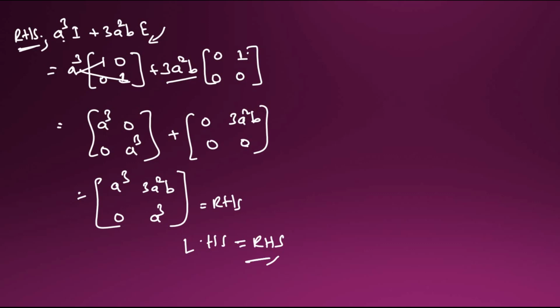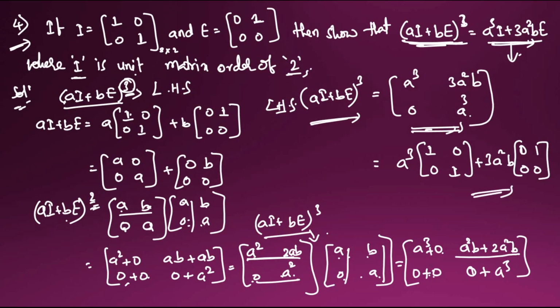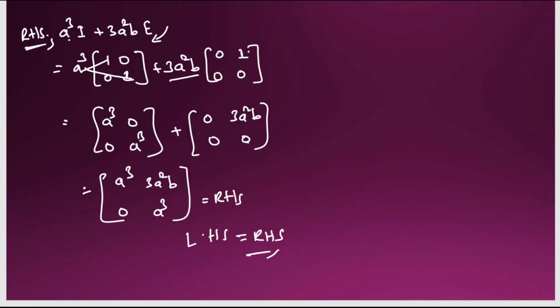If you want to do it from I, I will tell you an easy solution here. From this only we can take A cube common. If we take A cube common, it will become 1 and 0 0, I will write 1 here, and plus 3A square B into 1 0 1 0 0, I will write. So here only we can conclude it. But if you want to take LHS and RHS like that, you can take, okay. This is the process for this one, okay.